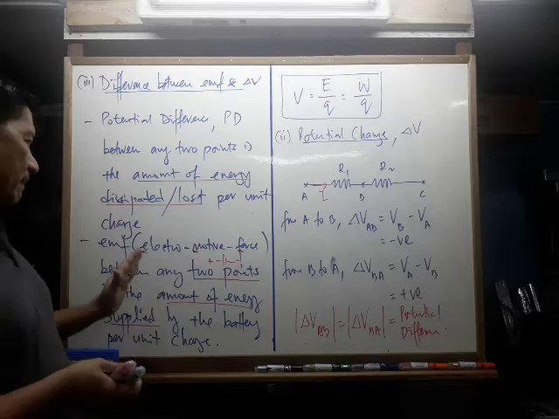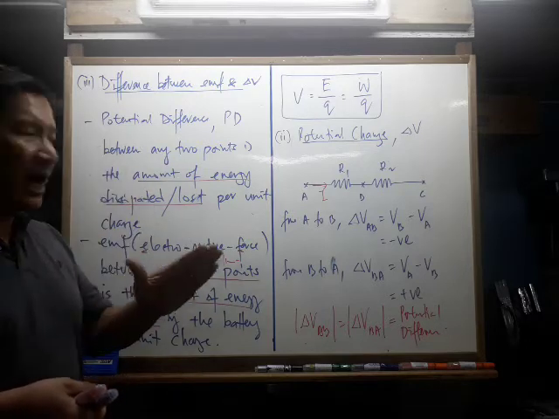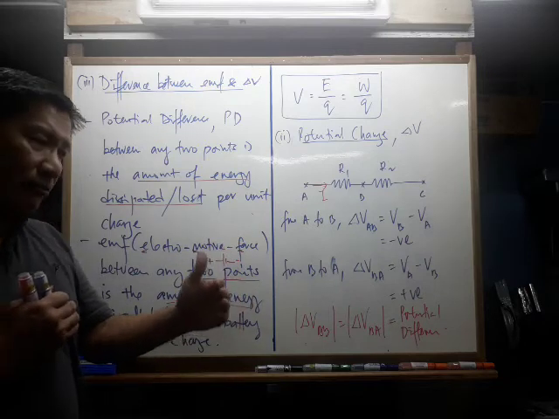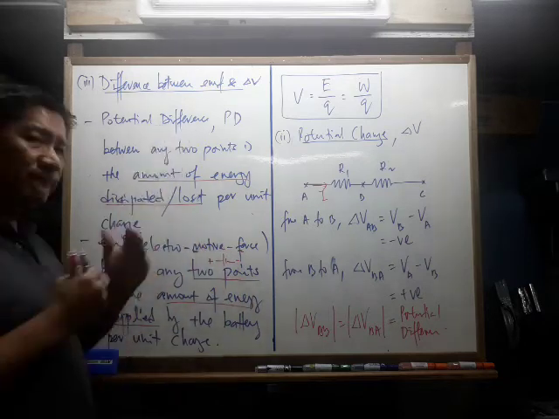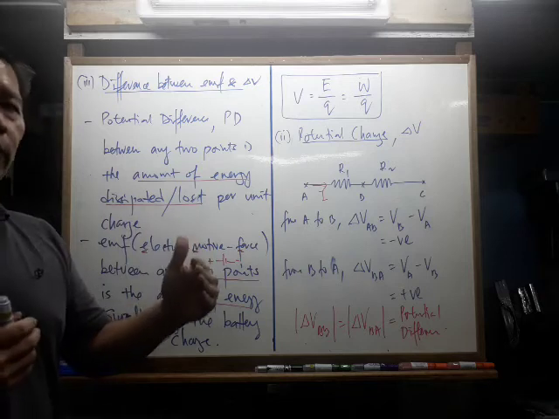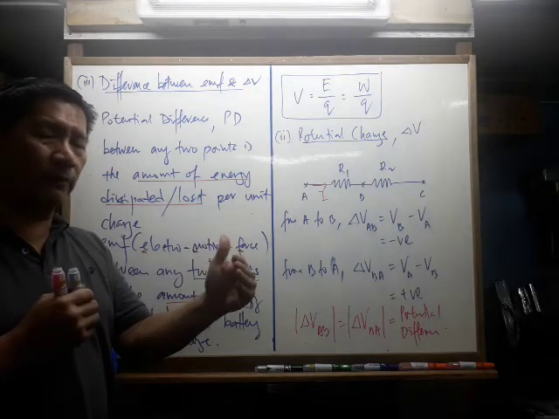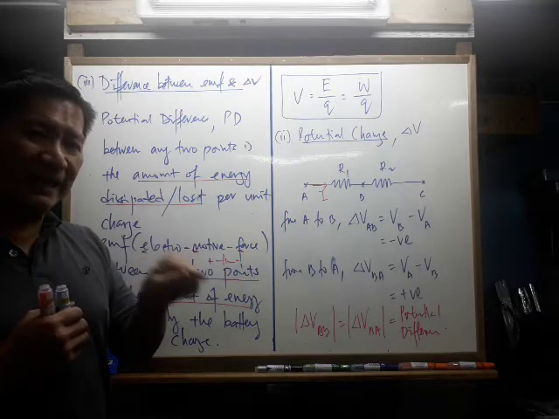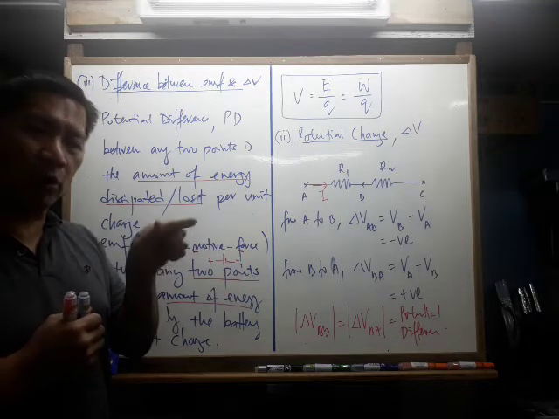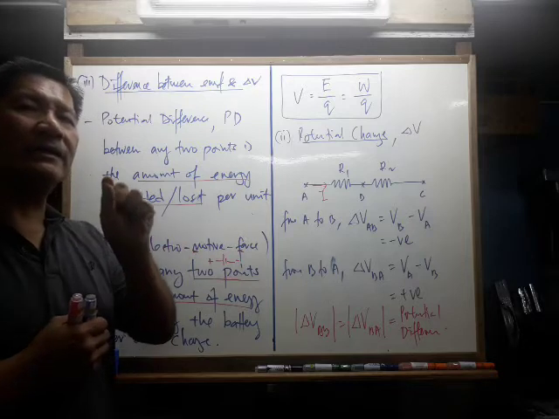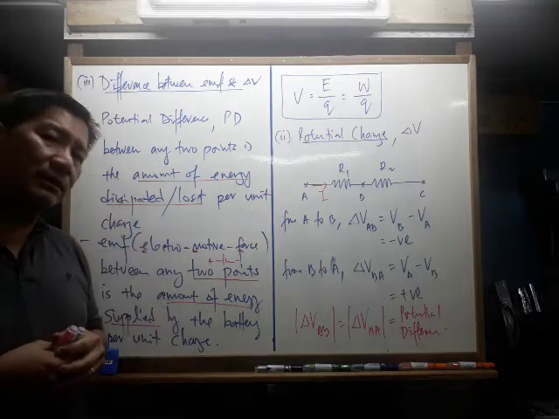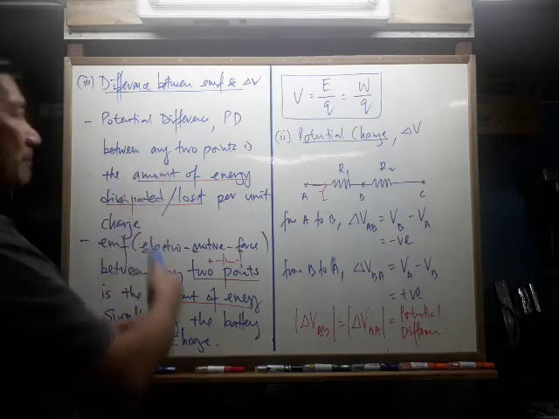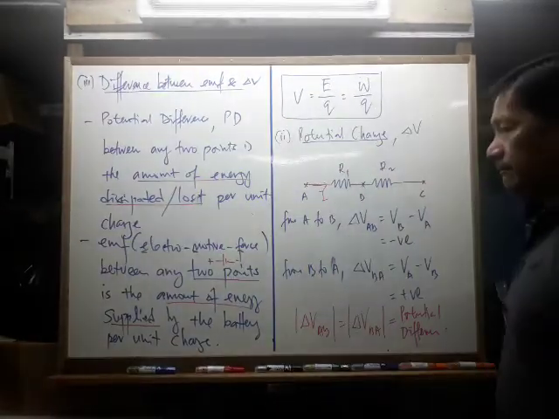Or you can say that EMF is the largest potential difference in a circuit, but for it to be the largest potential difference, you must not have current flowing. When current is flowing, you cannot get the maximum potential difference because internal resistance is activated. That is the main difference between them.